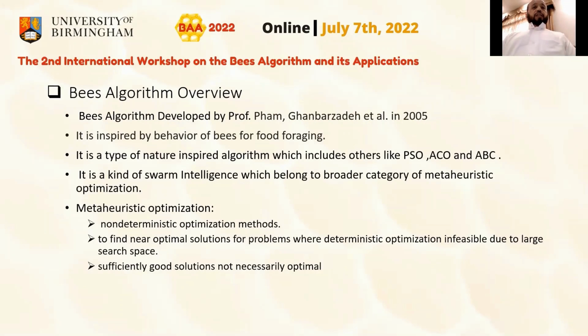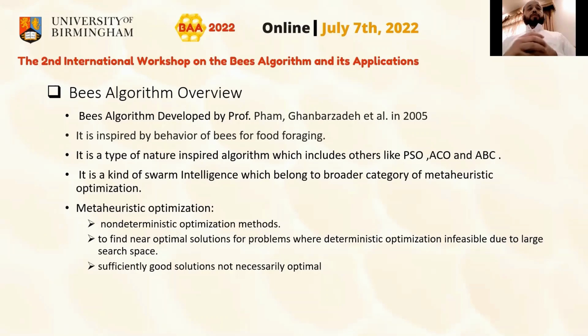Okay, so just a quick overview about the Bees algorithm. I think most of you know this, but there might be somebody who doesn't know about this. It was found by Prof. Pham and colleagues in 2005, inspired by the behavior of the bees' food foraging. It's a kind of nature-inspired algorithm and includes others like PSO, SO, and ABC. It's a kind of swarm intelligence, which belongs to the broader category of meta-heuristic optimization.